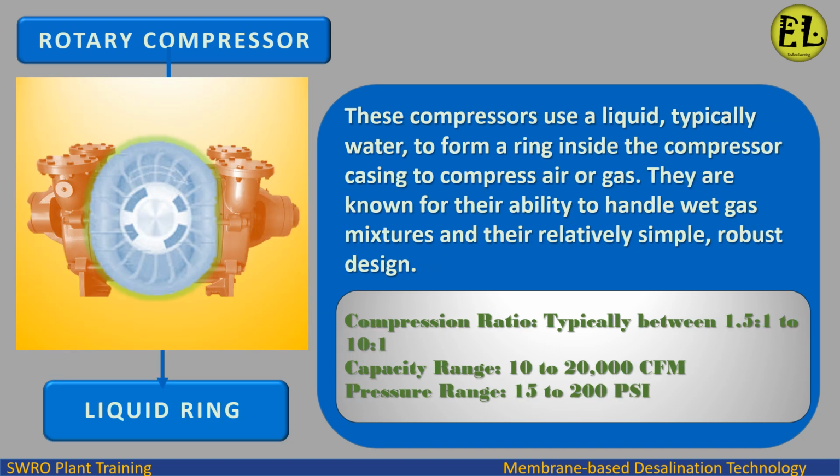Liquid ring rotary compressor. These compressors use a liquid, typically water, to form a ring inside the compressor casing to compress air or gas. They are known for their ability to handle wet gas mixtures and their relatively simple, robust design. Compression ratio, typically between 1.5:1 and 10:1. Capacity range, 10 to 20,000 CFM. Pressure range, 15 to 200 PSI.